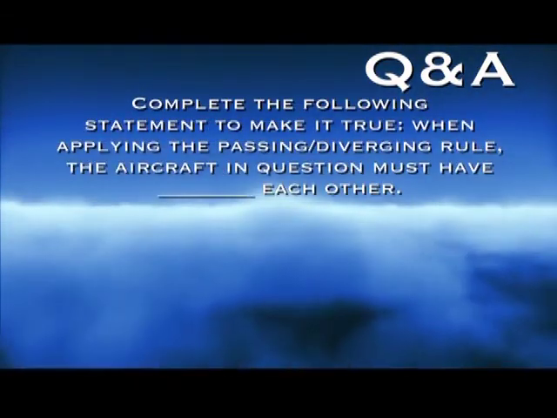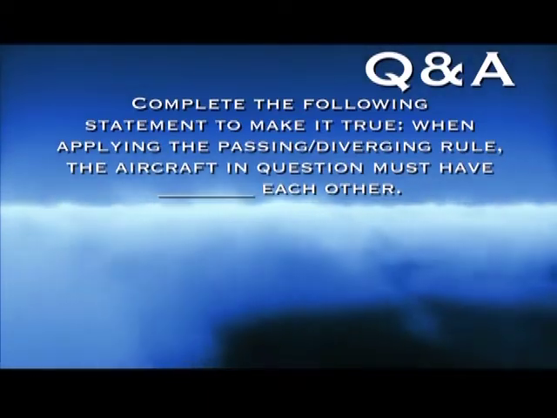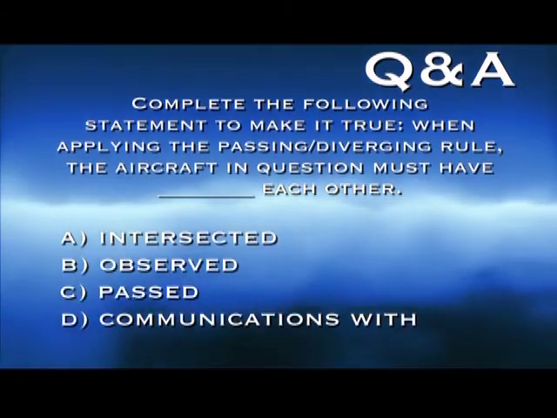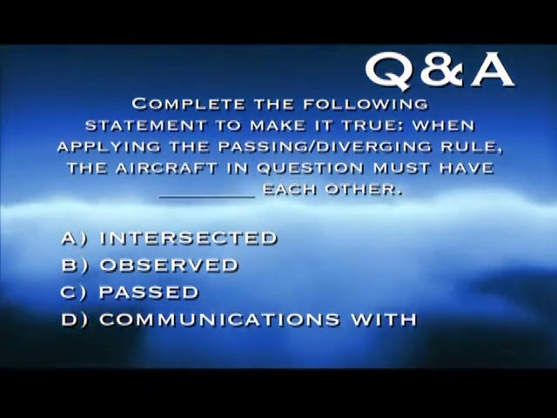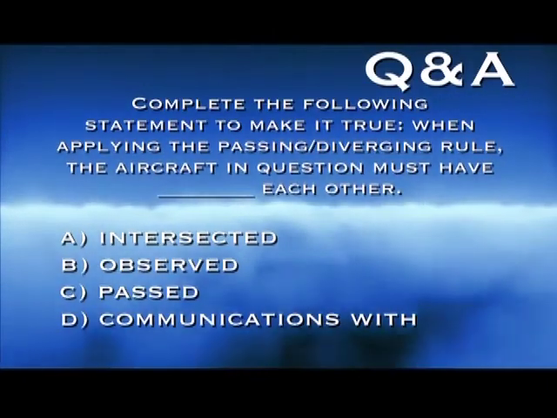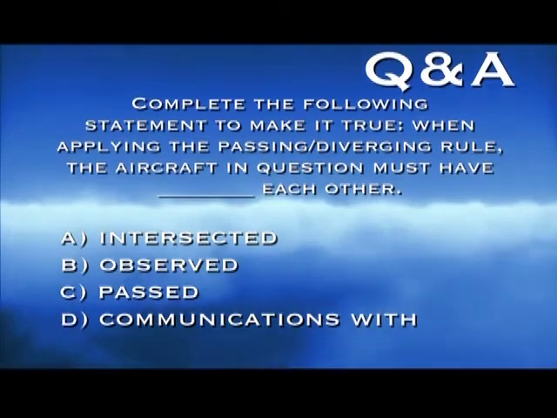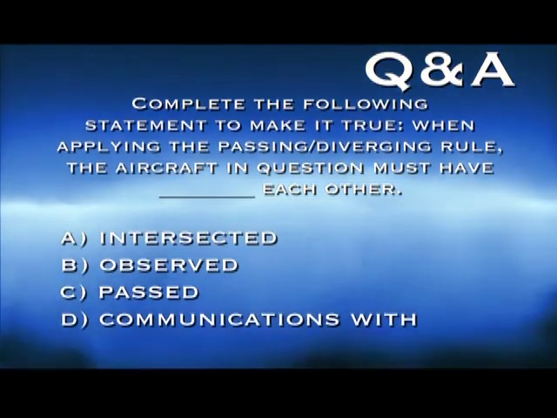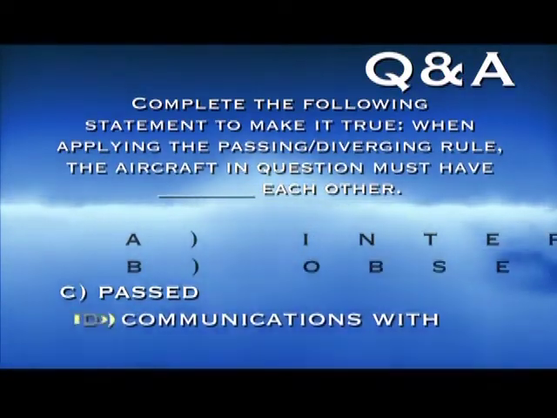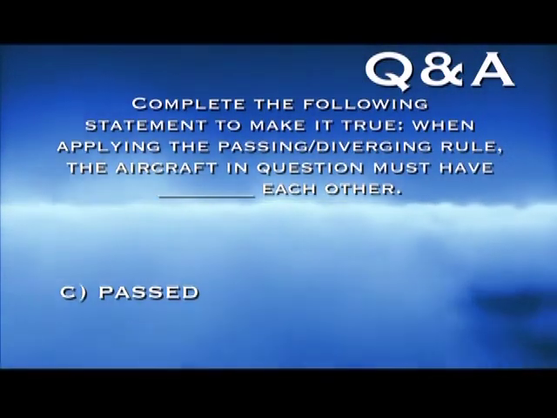Complete the following statement to make it true. When applying the passing or diverging separation rule, the aircraft in question must have blank each other. A. Intersected. B. Observed. C. Passed. Or D. Have communications with. The answer is C. The aircraft must have passed each other in order to apply the passing or diverging separation rule.